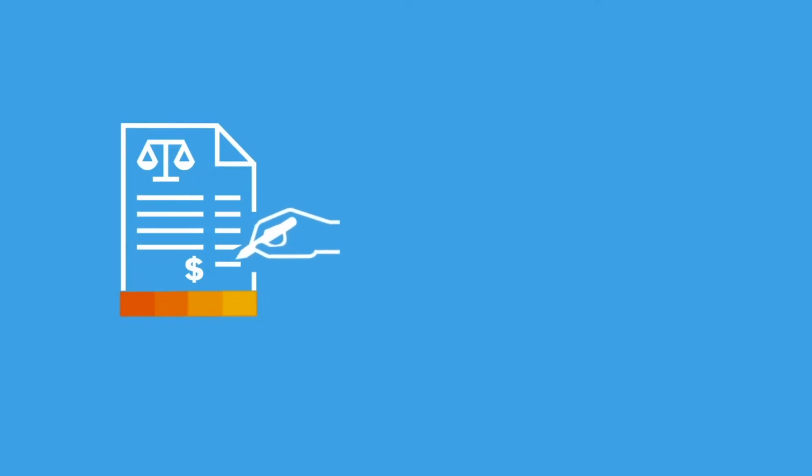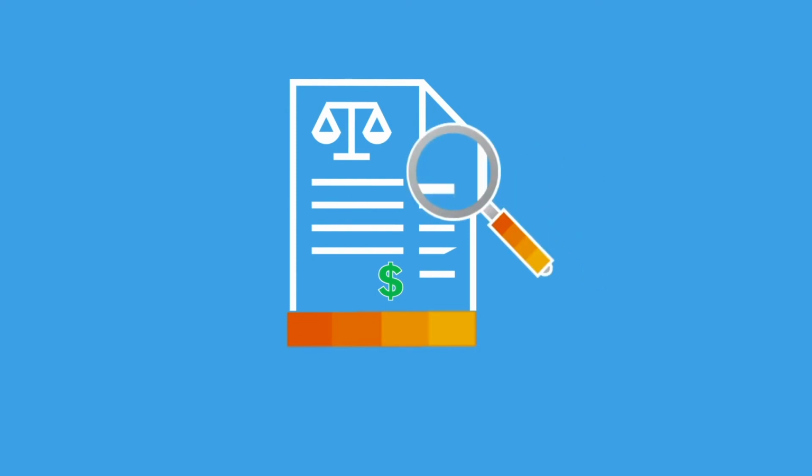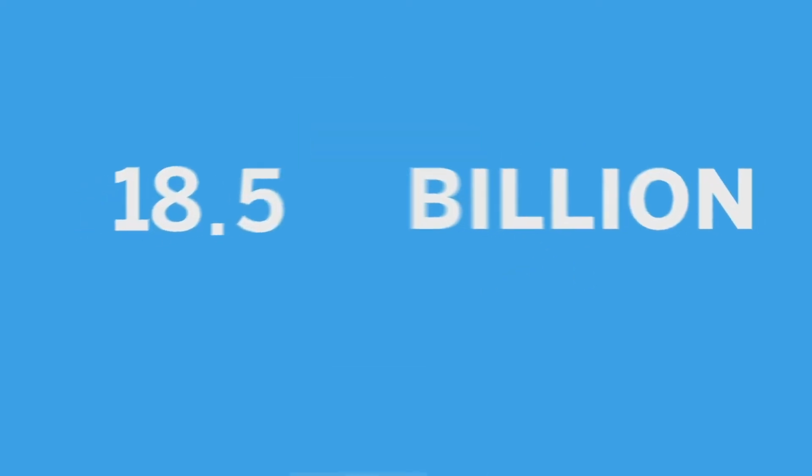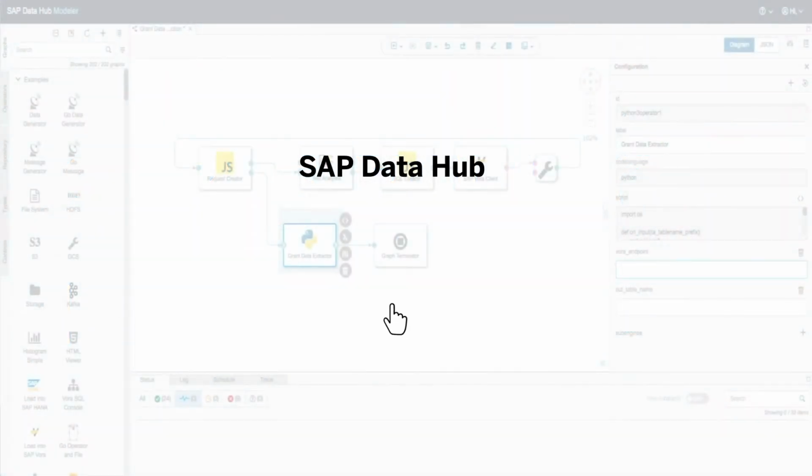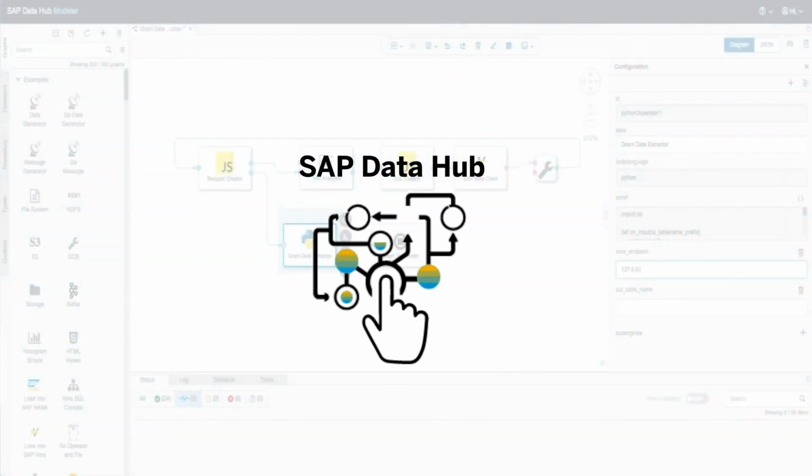The business outcomes from the proof of concept were identification of $18.5 billion in risky spend. We used SAP Data Hub to operationalize the machine learning model and orchestrate the underlying data sources. Through the application of next-generation technology from SAP, we were able to transform spend and audit processes in the public sector successfully.